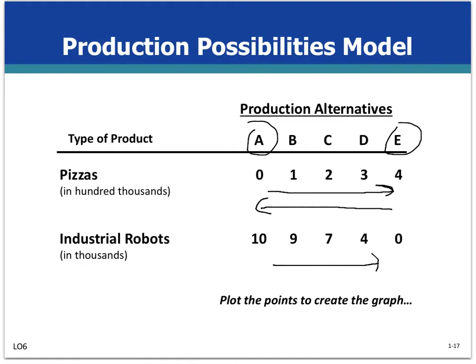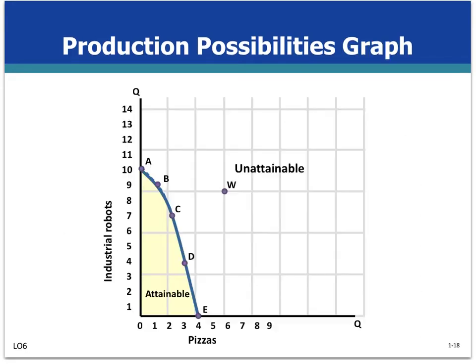Scarce resources prohibit a fully employed economy from having more of both goods. Okay, that's because of limited resources. We cannot have more of both goods if we fully employ our resources. Okay, let's go and see from production possibility frontier table to production possibility graph.